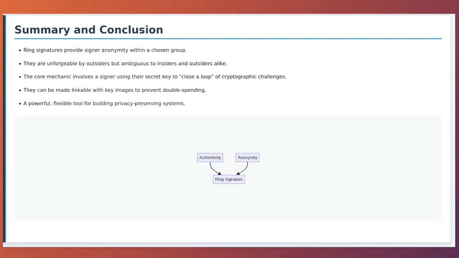By allowing any user to spontaneously create an anonymous group on the fly, ring signatures provide a powerful and flexible tool for privacy in a world where digital accountability and personal protection are often in conflict.